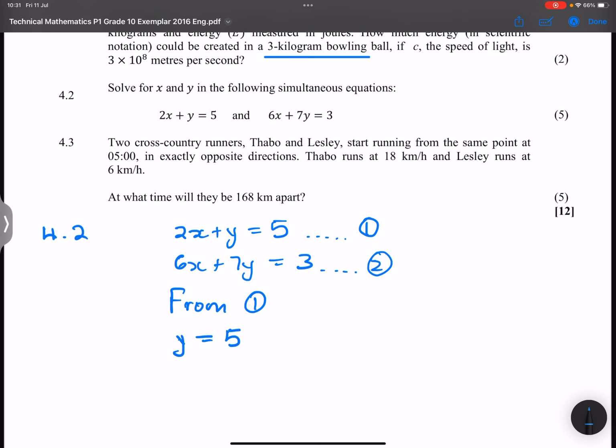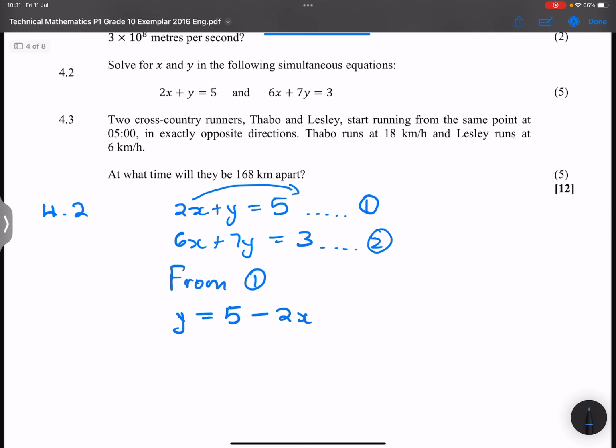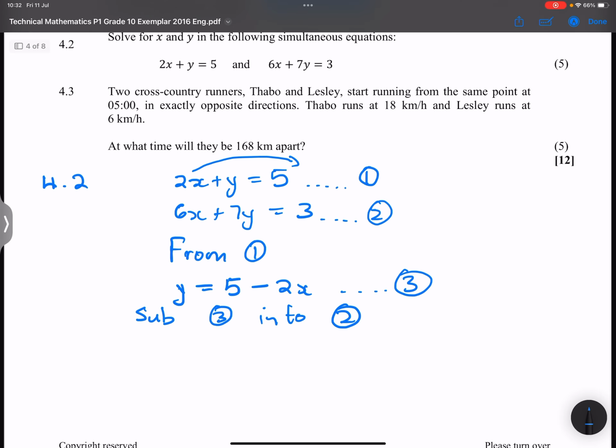So that's y is equal to 5. Take the 2x to the other side, it becomes negative. So that's 5 minus 2x. Okay, so now, if you want to, we can call this equation 3. So what we're going to do is substitute equation 3 into equation 2. Now remember, you cannot substitute it back into the equation that you derived it from, okay? So I am going to substitute it into equation 2.